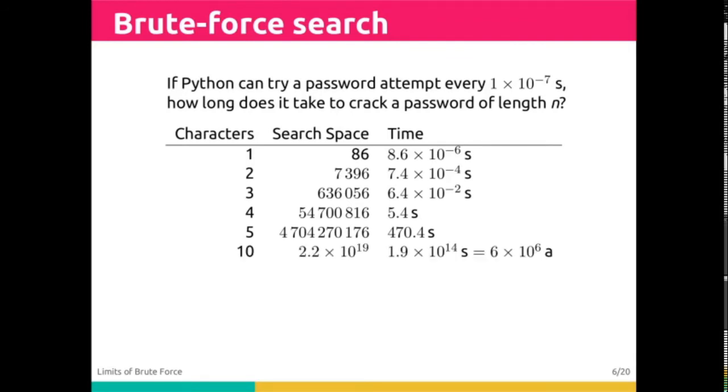By the time we get to 10 characters, 1.9 times 10 to the 14th seconds, 6 times 10 to the 6th years. So 6 million years to search for 10 characters, assuming 1 times 10 to the negative 7 seconds per attempt. Now there's parallelization and other techniques you can use, and maybe our assumption of 1 times 10 to the negative 7 doesn't remain true for every system. But the problem gets big fast. By the time we're talking about 20 characters, we're talking about a process that takes much longer than the time that the known universe exists.